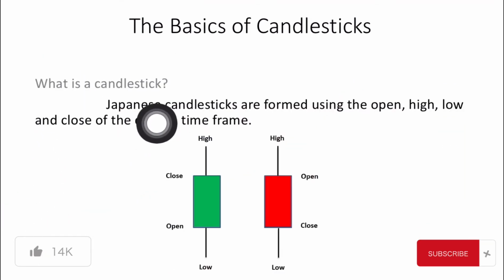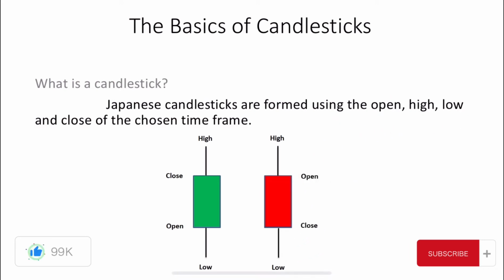What is a candlestick? Candlesticks are formed using the open, high, low, and close of a chosen time frame. The green one represents the bulls or the bullish, and the red one represents the bears or the bearish. For a bullish candle to form, it opens from down, as you can see, then closes up. Then the bearish candle opens from up and closes down.